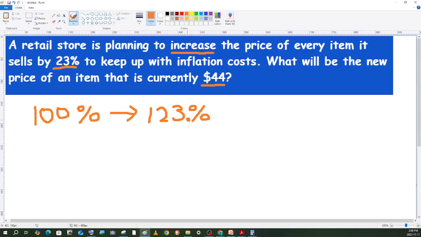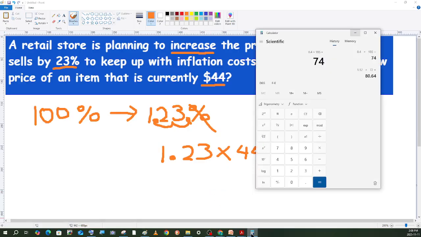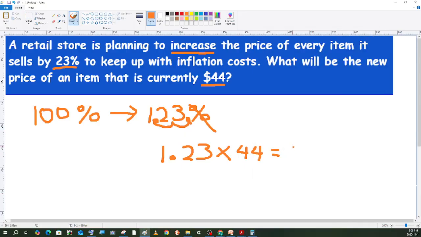So we'll do our little decimal conversion. Move the decimal 2 to the left. So it's going to be 1.23 times 44. Let's see what that works out to. Calculator, where are you at? There we are. 1.23 times 44. That gives me 54.12.